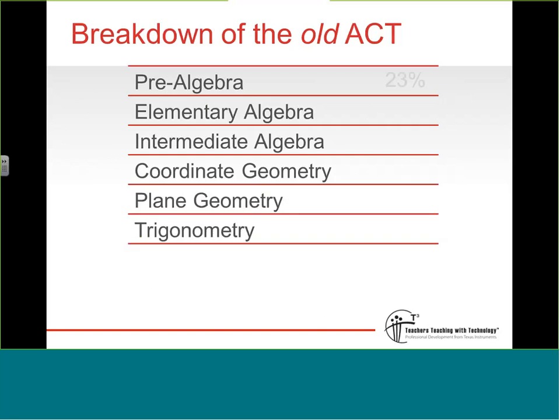So this is a breakdown of the old test. If you're familiar with the ACT at all, it was somewhat predictable. Trigonometry was always 4 questions, for example. I knew that, ironclad. There was a lot of geometry and a lot of algebra in there.